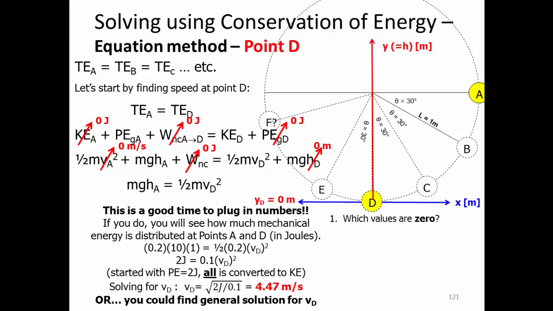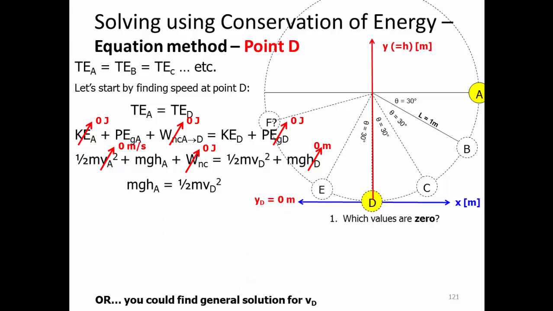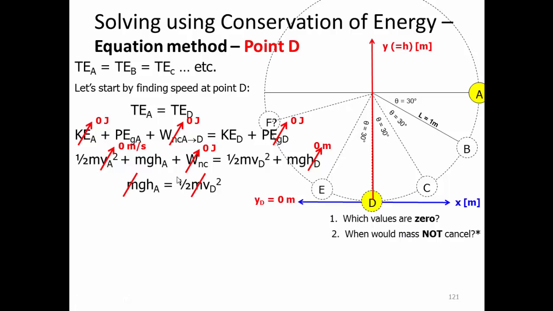The other thing we could do is find a general solution for VD. All right, so let's do that and let's compare. We're going to start with this equation. And the first thing I'll do is look at this equation. If I'm going to solve for VD, what would I do first? Well, there's something that cancels here. It turns out mass cancels. And you can ask yourself, when would mass not cancel for a situation like this?